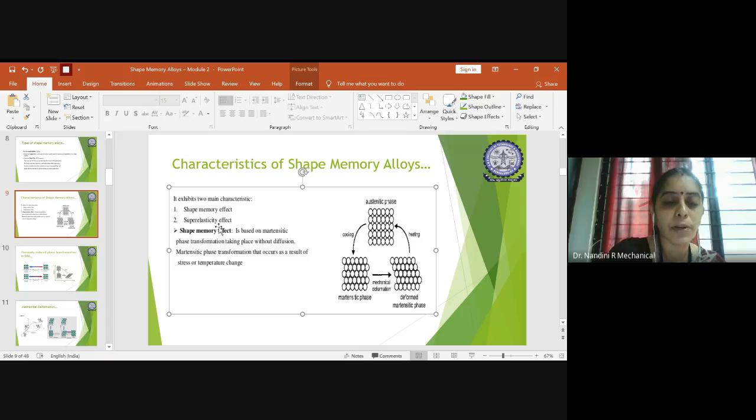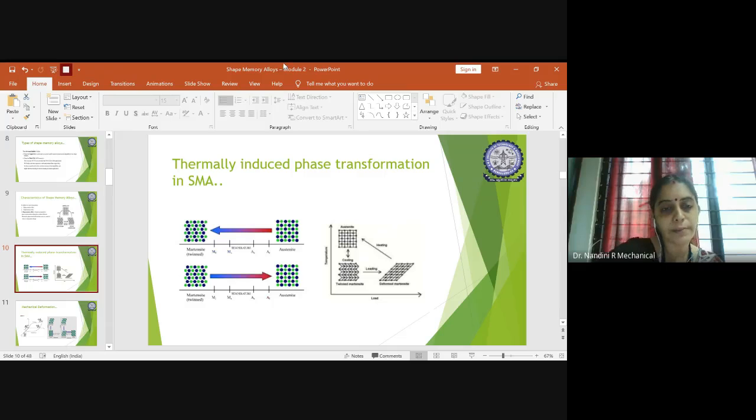But in the case of shape memory alloys, this is a very important property. Irrespective of the load you apply, irrespective of the temperature, the high heat treatment you are doing, it will have the capacity to come back to its original position. And hence we call this the superelasticity effect.